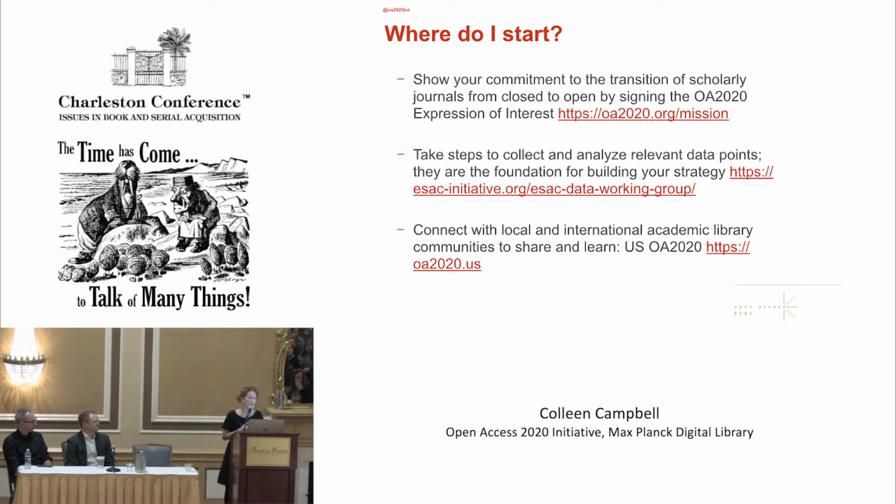And finally, where do I start? Here are just some more references that could be useful. First of all, OA 2020, I invite you to look at the expression of interest and join us. Contact ESAC if you would like any information on how to even start on a strategy, because it's all based on data. That is your first step. And then Curtis here, who's part of the US OA 2020 working group, would be very happy to talk with you as well about building a strategy of transformative agreements. And with that, I will turn things over to Curtis.